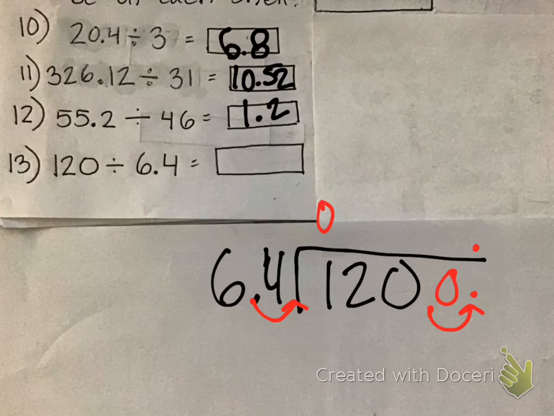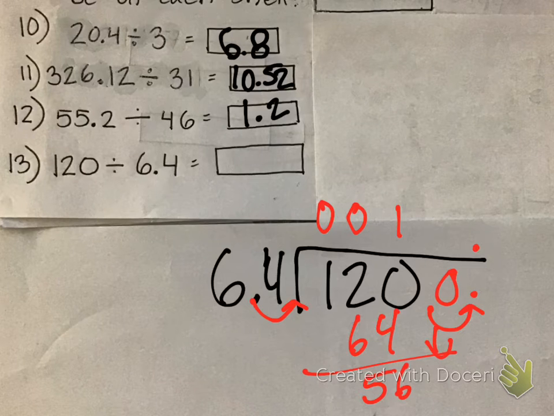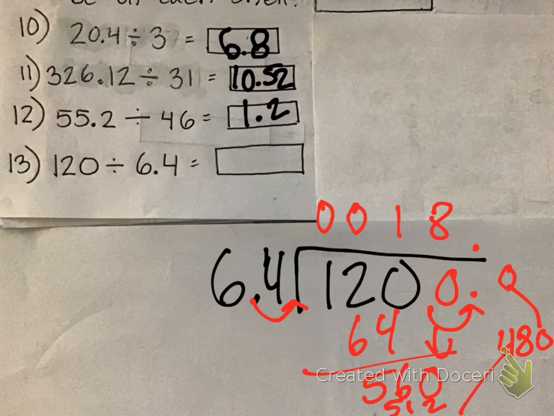64. It does not go in here. It does not go in here. It does go in one time here. 64. We get 56 left over. 560, we bring that down, we get 8. Do you know what 64 times 8 is? Who can tell me 64 times 8? Anybody can tell me? 512, yes. When we subtract that, we end up getting 48.